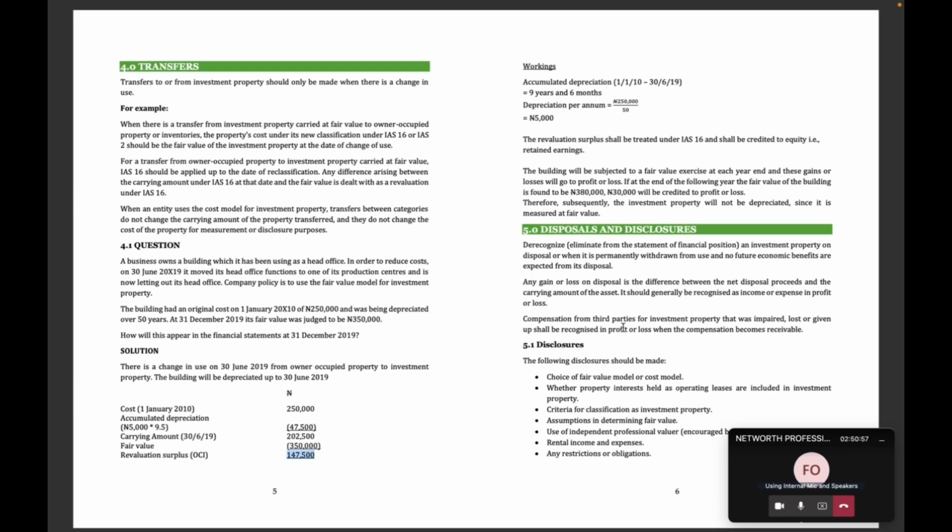No, you won't, because it's a separate asset. You can only net off, like I've told you before, for the same class of assets. This one is not the same class of asset, so netting off will not come in. Did I answer your question? Yes, thank you, sir.